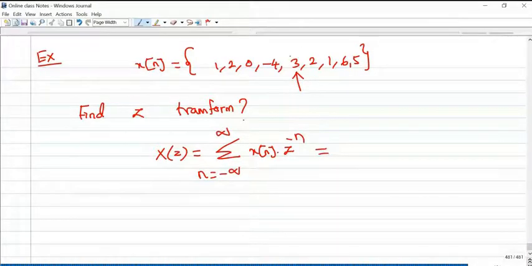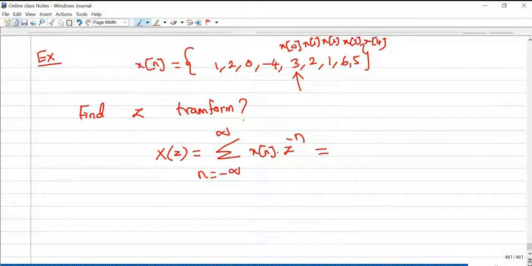So this is x of 0, right? The arrow mark indicates x of 0, then x of 1, x of 2, x of 3, x of 4. On this side, x of minus 1, x of minus 2, x of minus 3, x of minus 4. Okay, you got an idea? So x of 0, 1, 2, 3, 4, and x of minus 1, minus 2, minus 3, minus 4 on the other side.